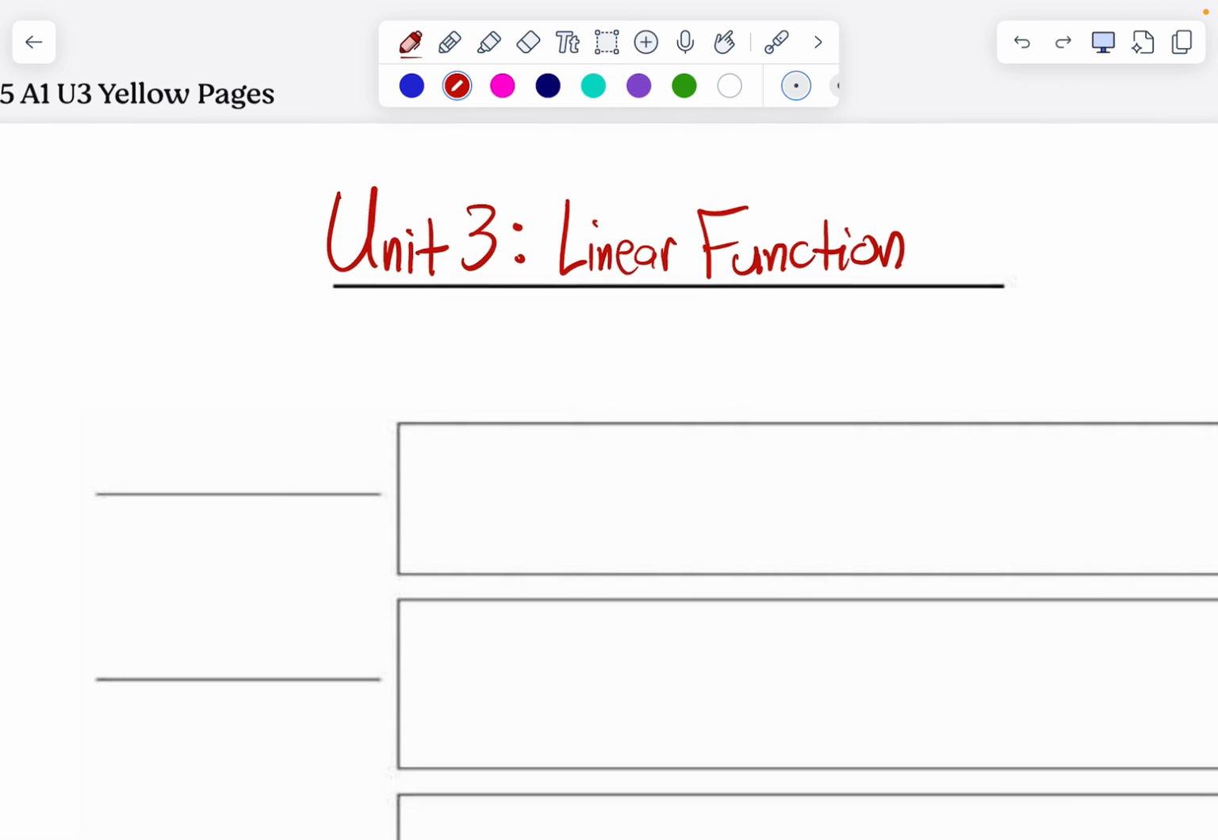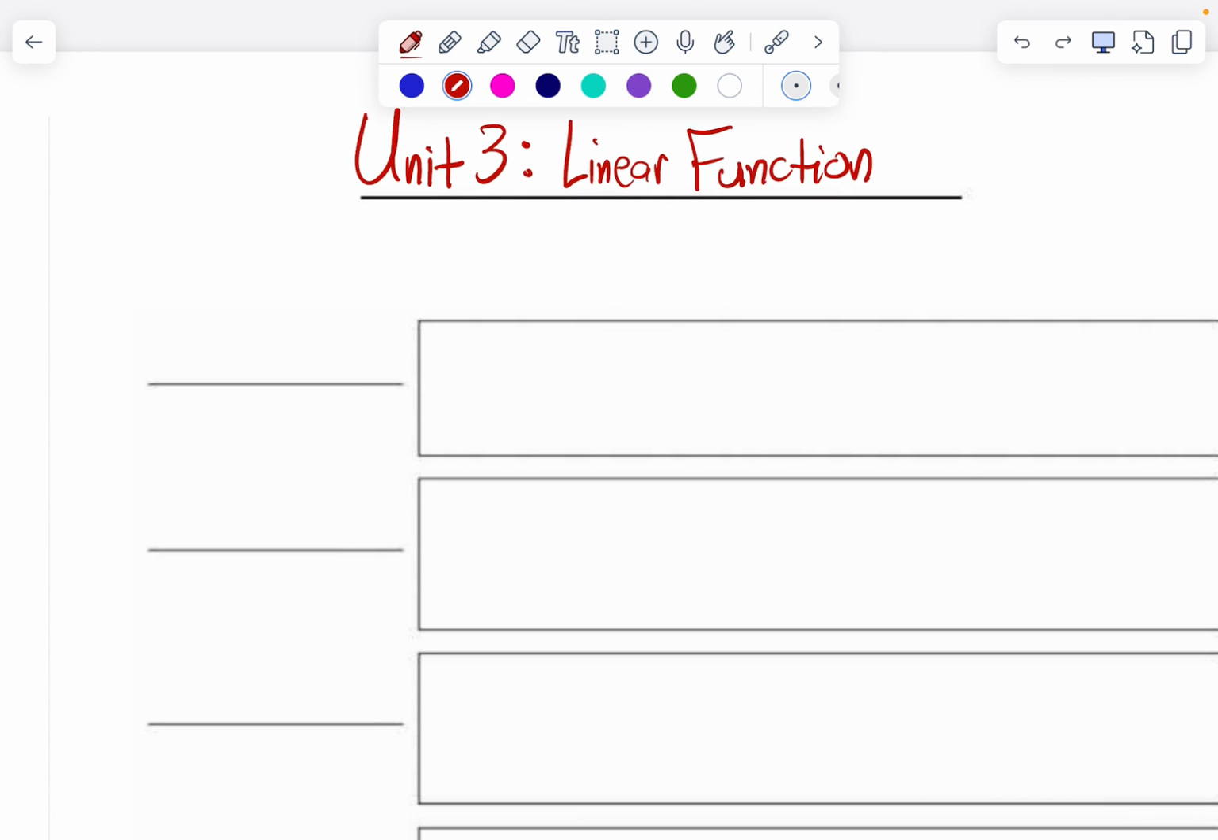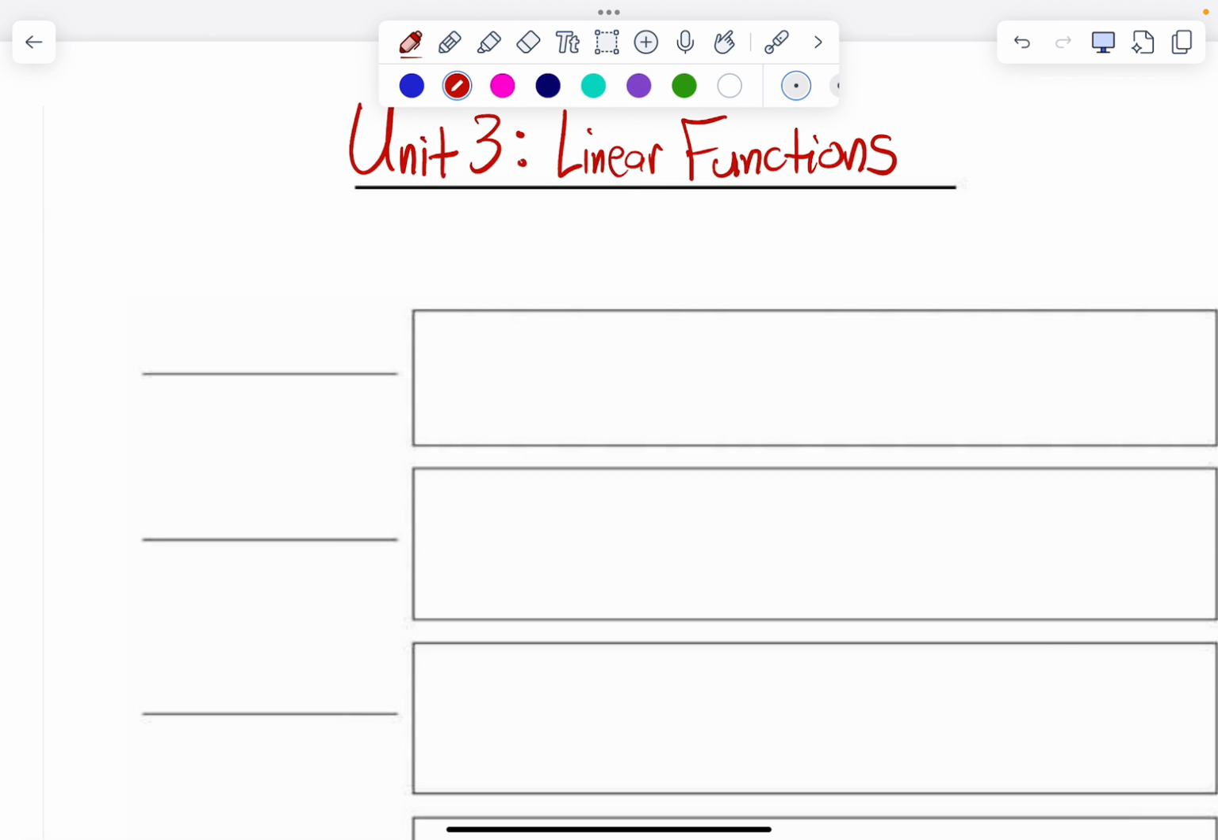Just do it. Okay. Linear. Oops, I forgot the S. Linear functions. Okay.